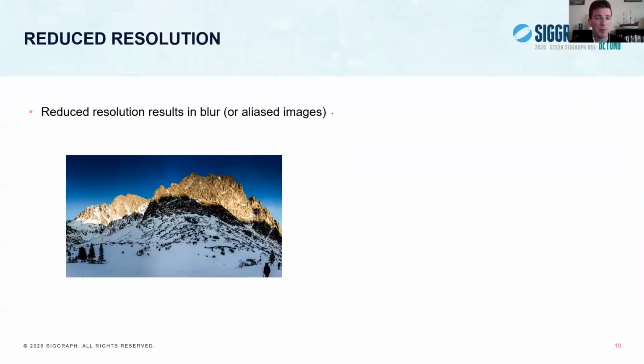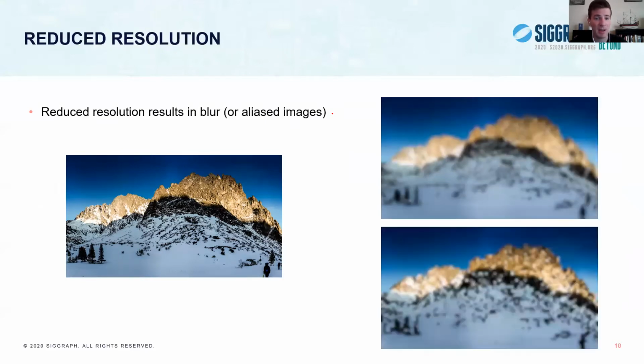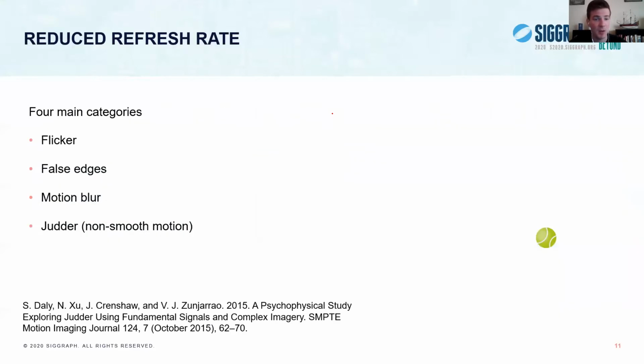So let's see how we perceive the quality of a moving object when we reduce the resolution and the refresh rate. Now, reduced resolution results in blurry or aliased images, depending on your sampling strategy. Motion artifacts, due to limited refresh rate, however, come in multiple flavors. Daly et al. identified 4 types of artifacts to be precise: flicker, false edges, motion blur, and judder.